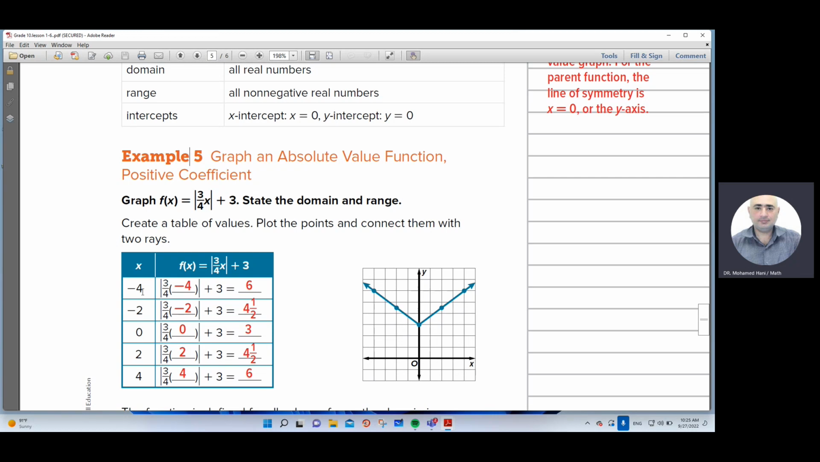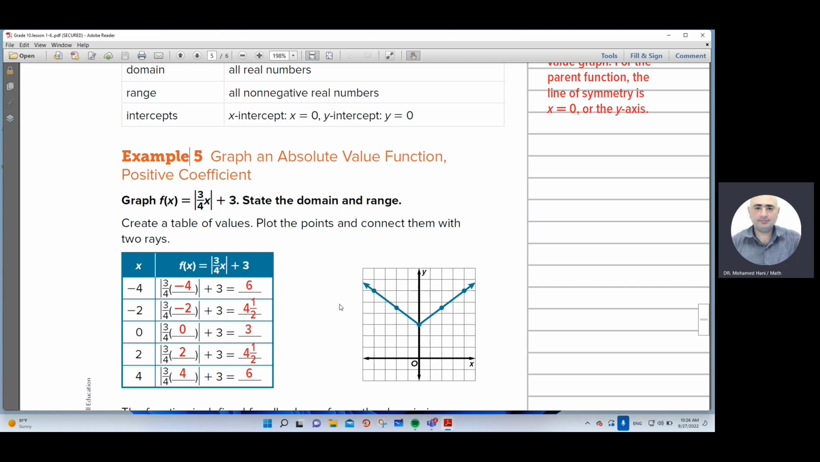And for example here, if you choose -4, the function will be 3 over 4 times -4 between the absolute value, plus 3. The answer will be what? Will be 6. Means the first point is -4 in the x, -1, -2, -3, -4, and 6. The first point will be here. Then draw all the points, then connect between them. You will get the graph of the absolute value function. And it always has the same graph, like this.